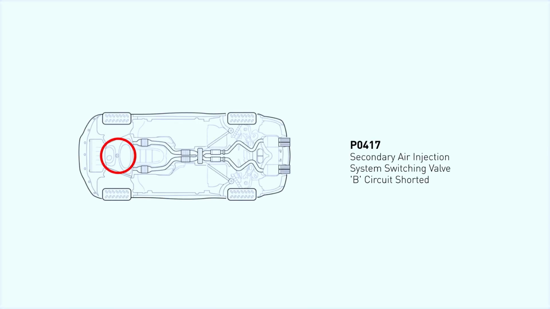P0417 is an OBD-II trouble code that stands for Secondary Air Injection System Switching Valve B circuit malfunction. The secondary air injection system helps reduce emissions by injecting air into the exhaust system to promote more efficient combustion of burned fuel.